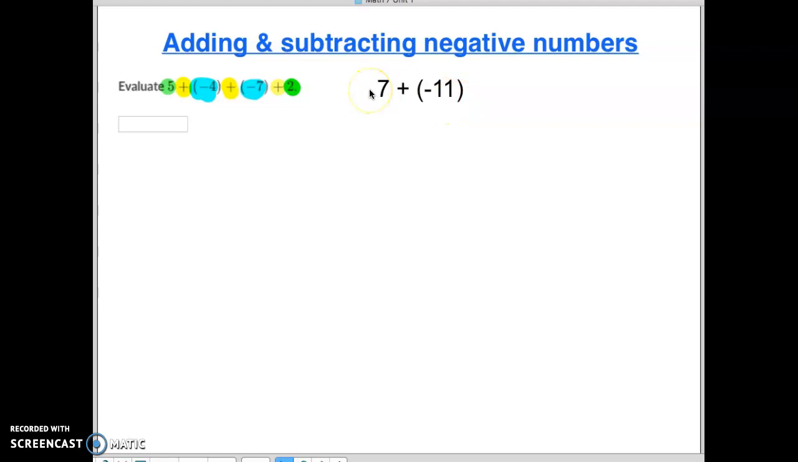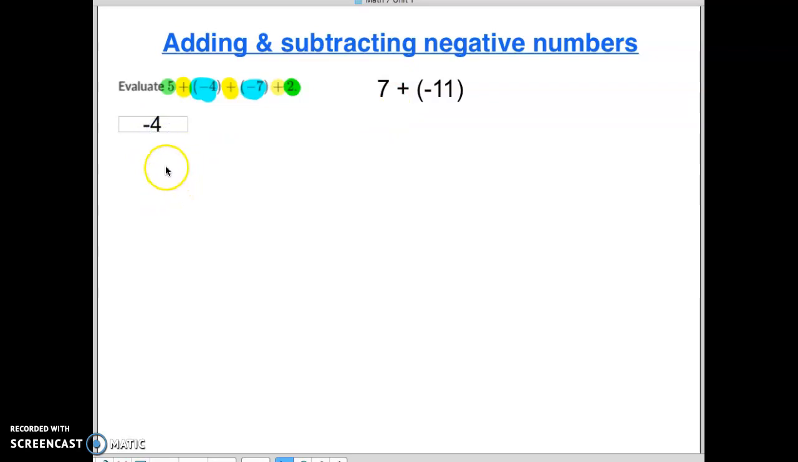Then, once it's 7 plus -11, I just ask myself, is the positive number bigger or is the negative number bigger? And depending on which one is bigger, how much bigger is it than the other one? In this case, -11 is 4 bigger than +7. So my answer for this one turns out to be -4. Hopefully that makes sense to you.